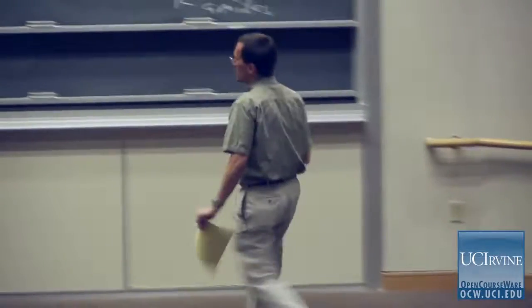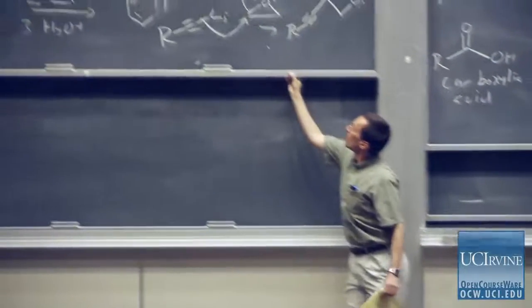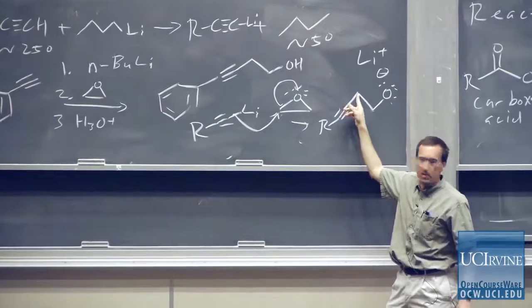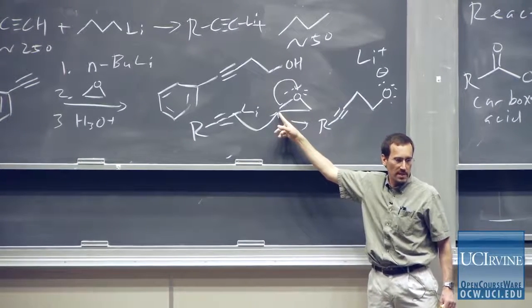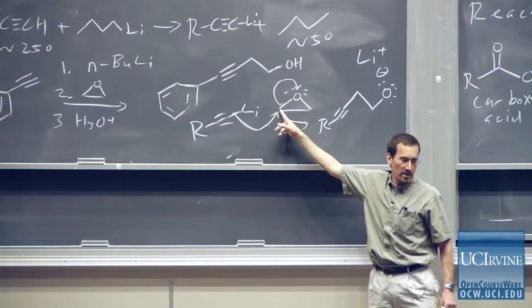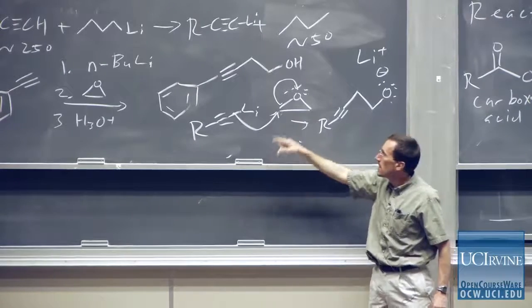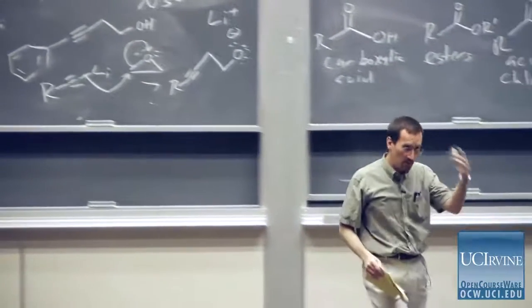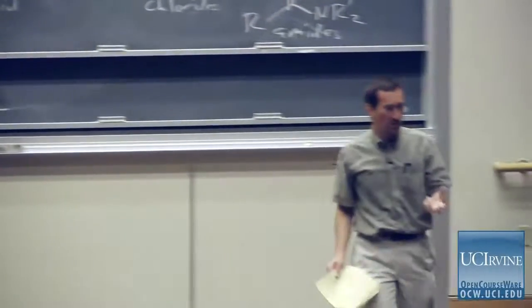Does it occur with inversion of stereochemistry? And indeed it does, although there is no stereochemistry at the center that we formed here. You could imagine, let's say, having two different substituents here, like a hydrogen and a deuterium, and we would get inversion of stereochemistry. Typically, epoxides are attacked by basic nucleophiles at the less sterically hindered carbon.